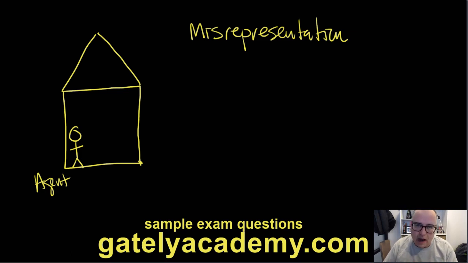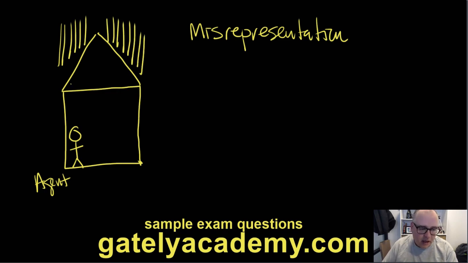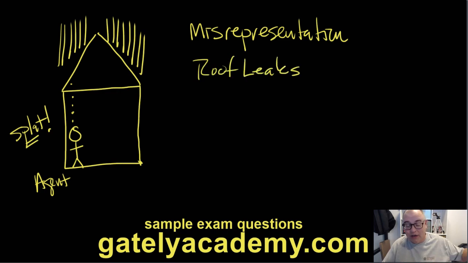Let's say that you're over a house that you have listed. So you've listed this house that I've drawn here, and let's pretend it's pouring rain out. It's just a really hard rainstorm. And you're inside, and lo and behold, a raindrop hits you in the head. Splat. Well, obviously, you know that the roof leaks, right? It's pretty obvious. You're inside. You got hit by a raindrop.